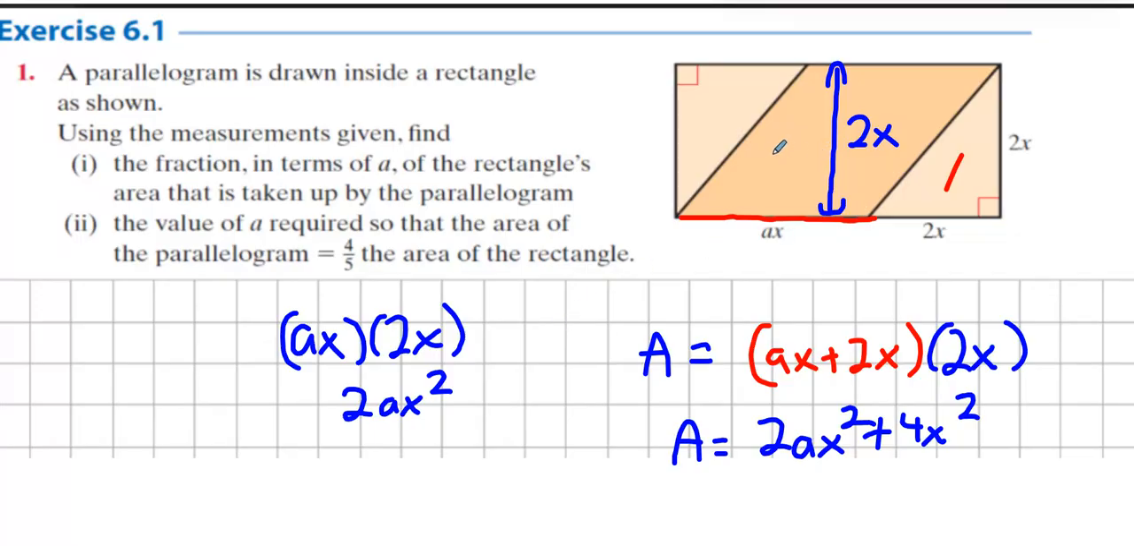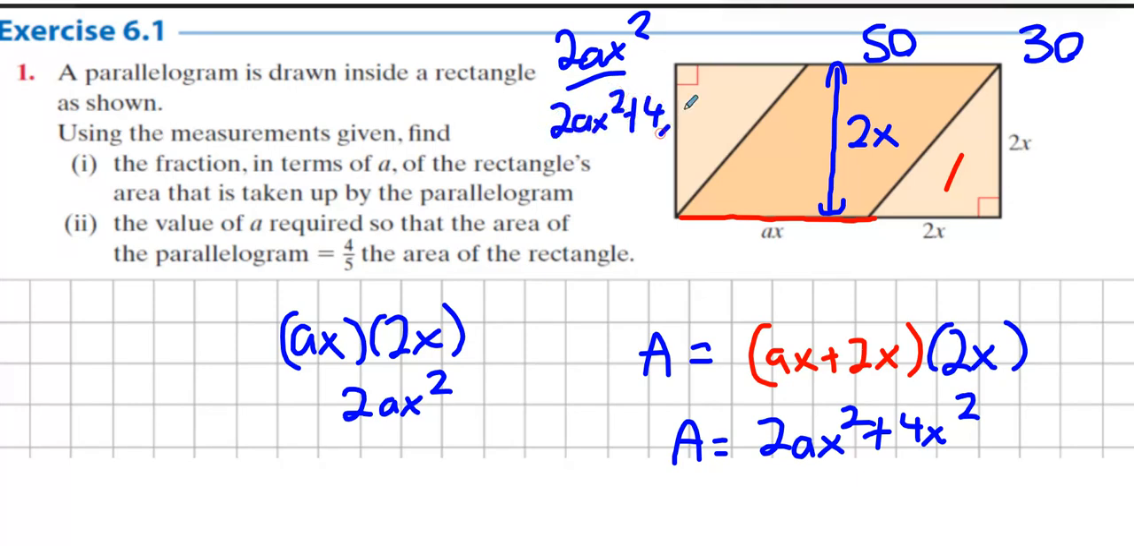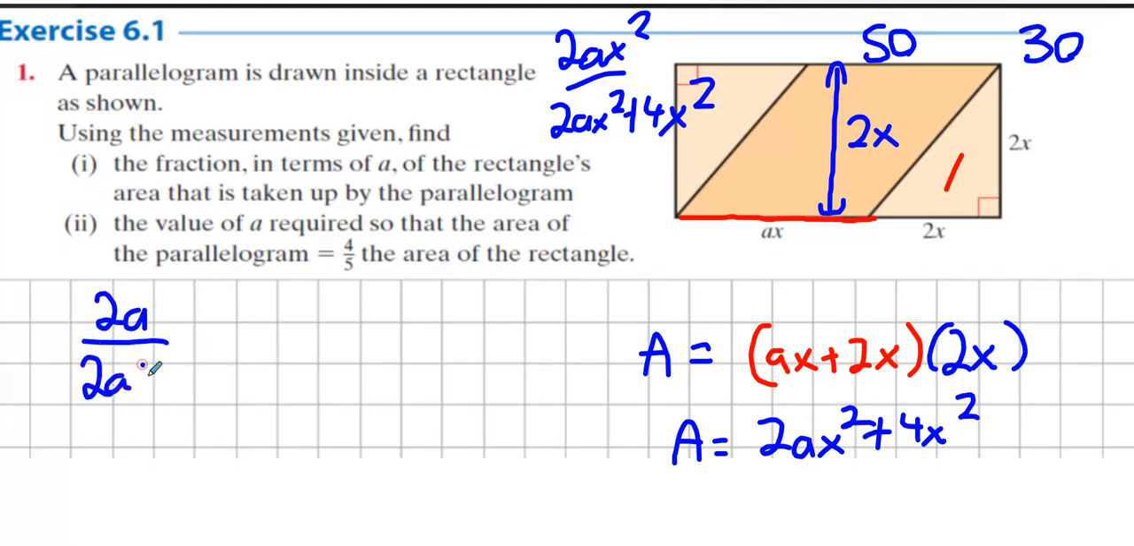So for argument's sake, if the whole rectangle was 50 and the parallelogram was 30, we would all say 30 out of 50, wouldn't we? So it's not 30, it's actually 2ax squared. And the area of the rectangle is not 50, it's actually 2ax squared plus 4x squared. Factorize out the x squareds top and bottom. Divide top and bottom by x squared, and what do we have left over? Yeah, 2a over 2a plus 4. That's all we can do with that. That's the fraction. Anybody get it?